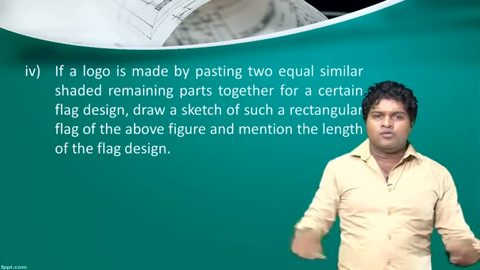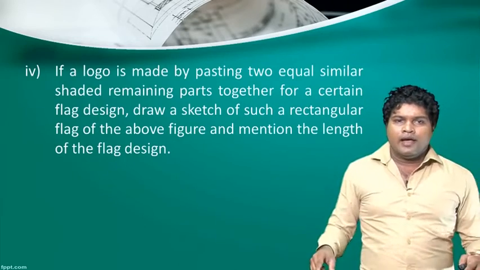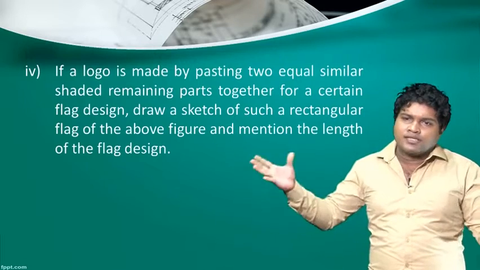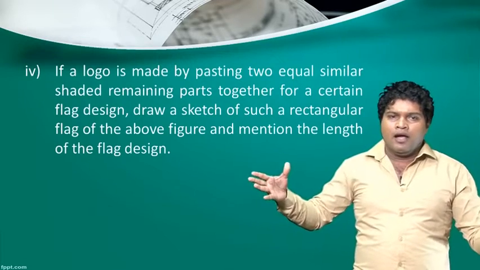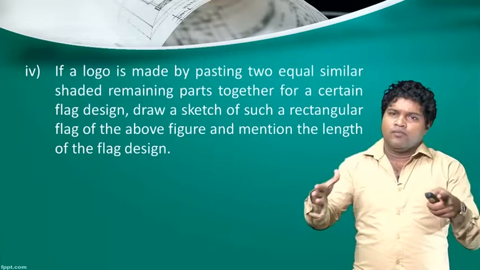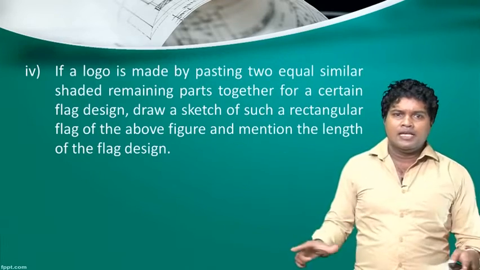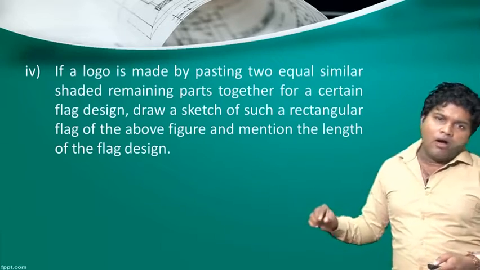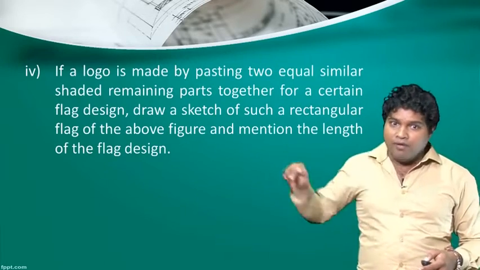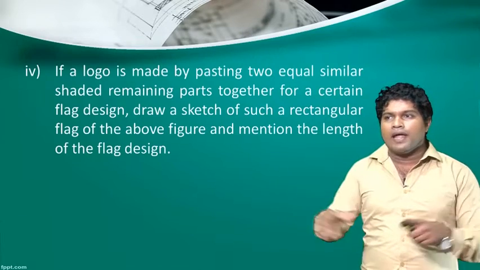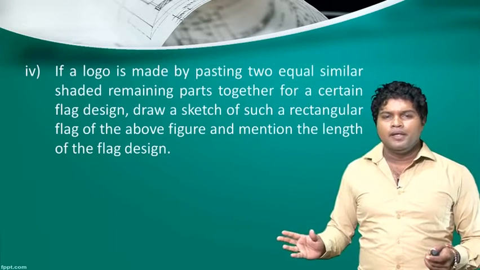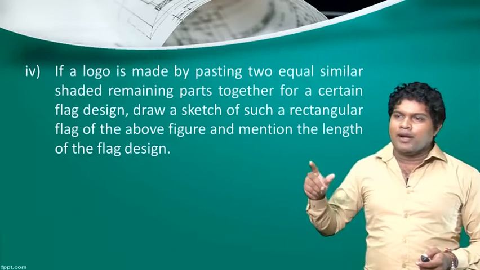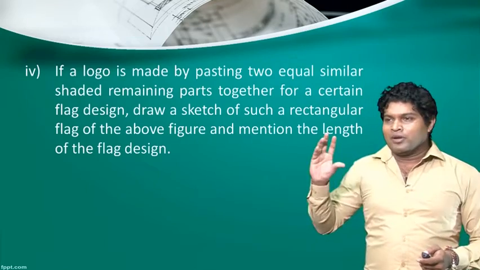We have to use a flag, then shaded remaining parts together. Then you have to think something beyond what you see, remaining parts together for a certain flag design. Draw a sketch of such a rectangular flag of the above figure, and mention the length of the flag design. Okay, then somehow we have to come to that approach. One by one, then you can understand something.